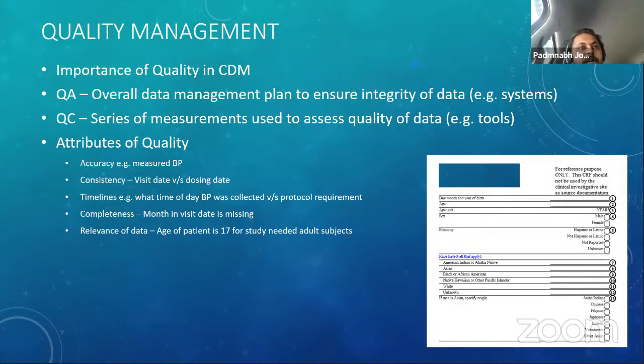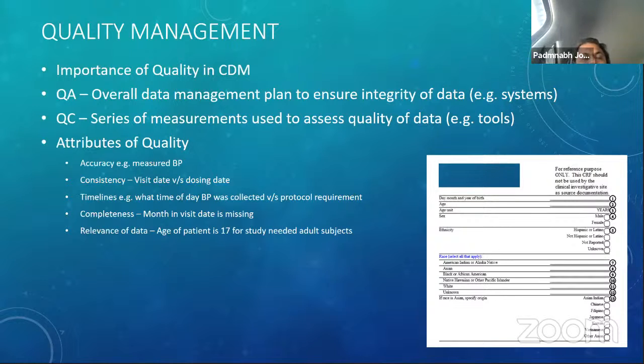The data management plan references the protocol itself, but it also references the SOPs that govern the generic requirements from the GCDMP or overall industry standards. That helps us put together a series of quality control and quality assurance steps while we work on data management activities. So what are the various attributes of quality? What we have to ensure is the accuracy of data. For example, I've given an example of blood pressure that is getting measured.